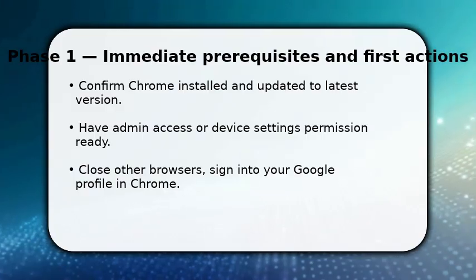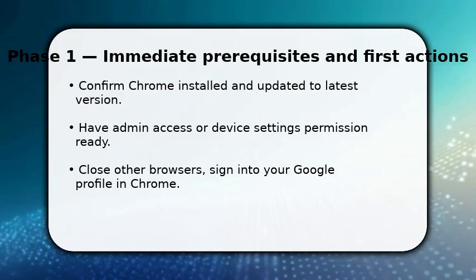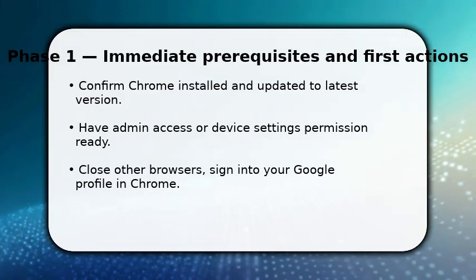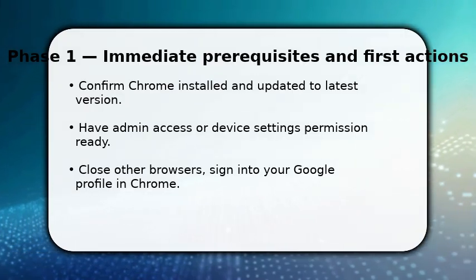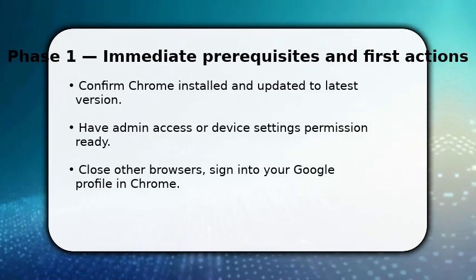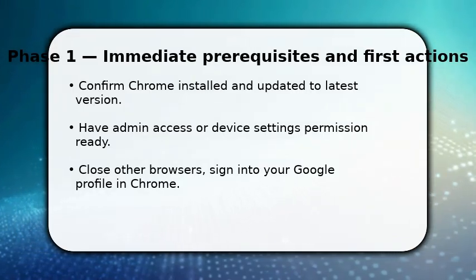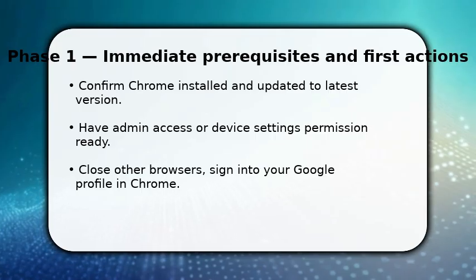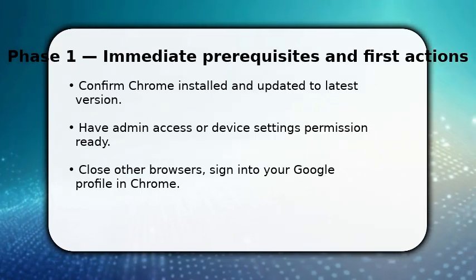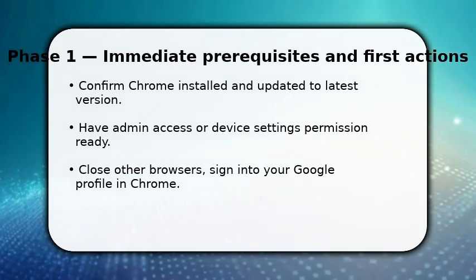You start by confirming Chrome is installed and updated. This ensures compatibility and security. Once done, sign into your Google profile in Chrome so bookmarks and settings carry over. Make sure you have admin privileges or permission to change system defaults. Without that, the OS will block the change.